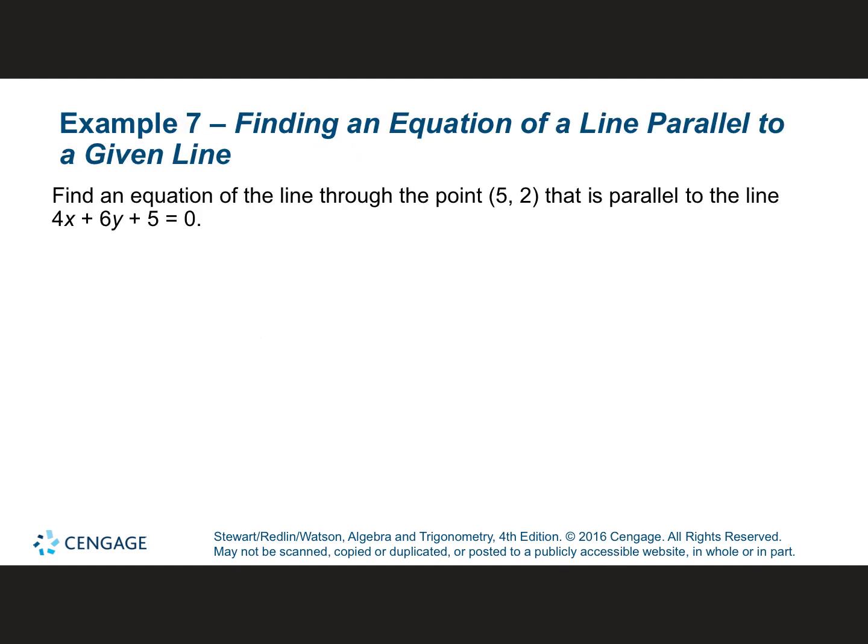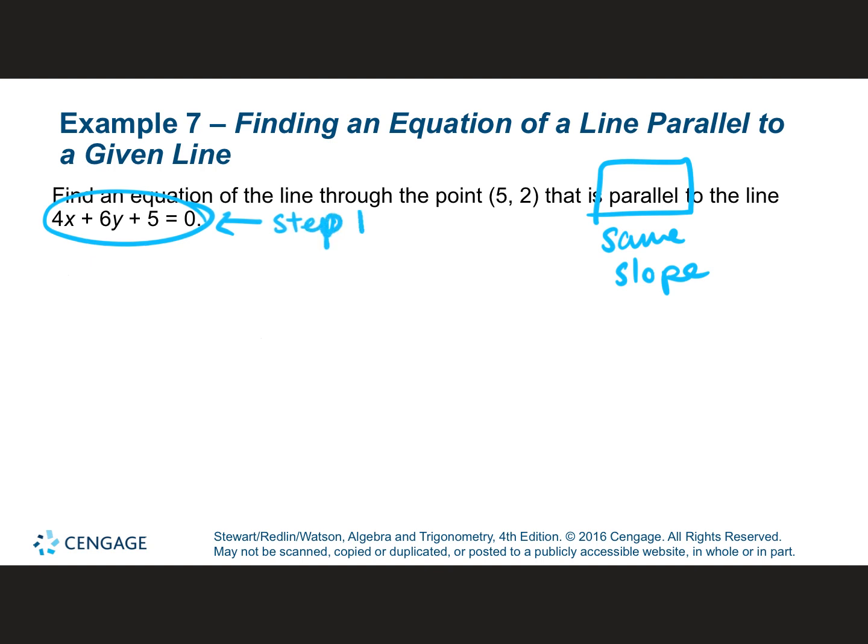Example 7, we're to find an equation of a line through the point 5, 2 that is parallel to the line here. So first thing we want to do is find the slope of this line, because if it's parallel, what do we know about the slopes? What do we say on the last slide? Same slope. So step 1, find the slope.